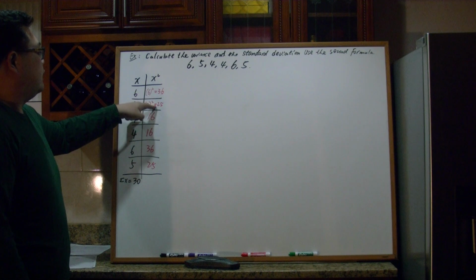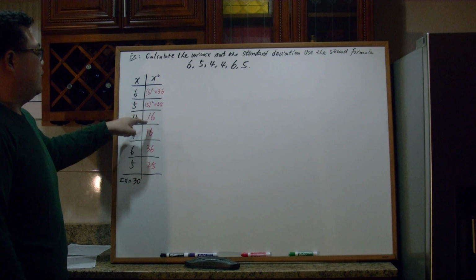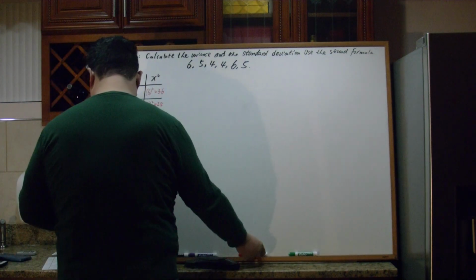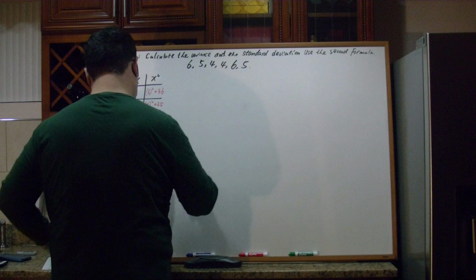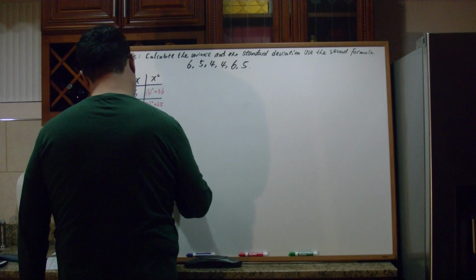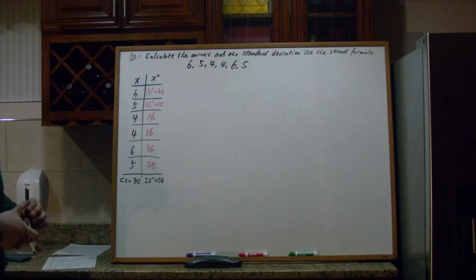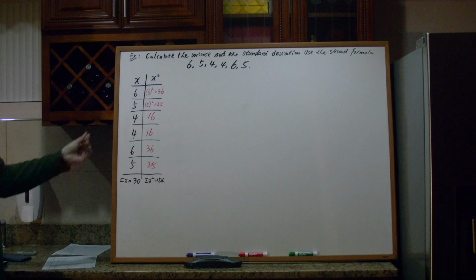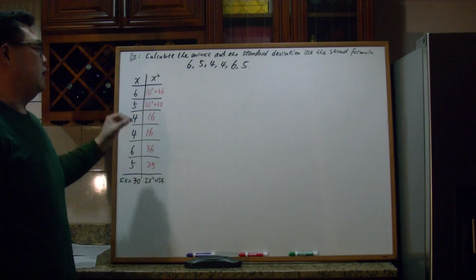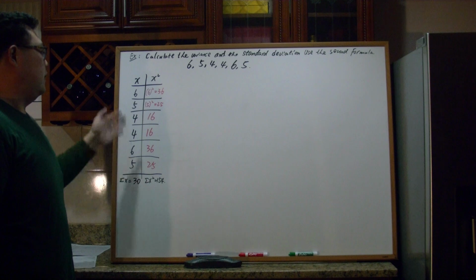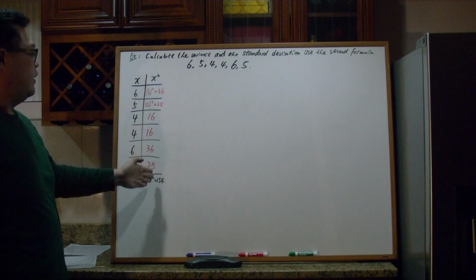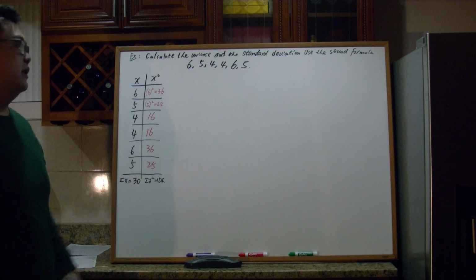36 plus 25, that's 61, plus 16 is 77, doubling that's 154. So computation is a little bit easier. We don't have to do the subtract, we don't have to do the square of the difference. What we need is just the individual data and the squaring it, and to find the sum.